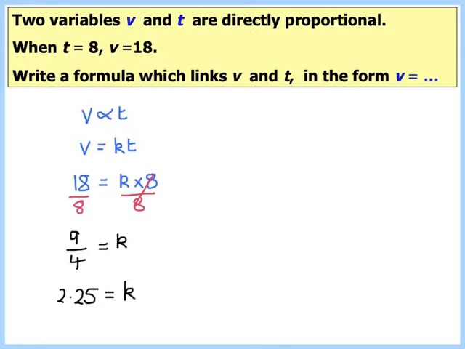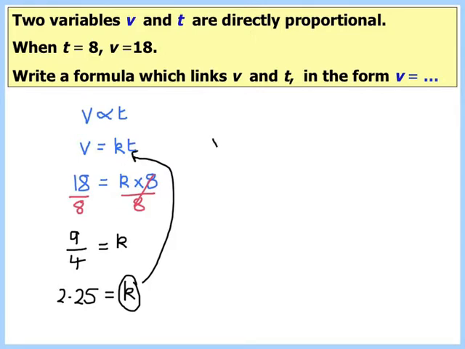Or you can call it 2 1/4, whatever takes your fancy. Anyway, so what I've done so far is I've worked out that value of k. But it says write a formula which links v and t in the form v equals something, which we've not actually done yet, even though we did it there. So all we've got to do now is take this value of k we've just worked out and stick it right back in where we started, so it's going to go straight back into there.